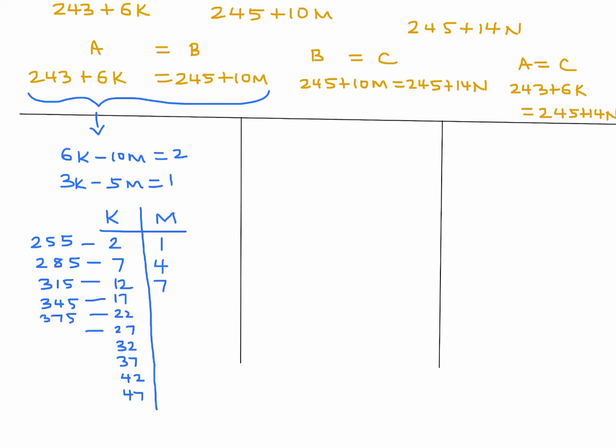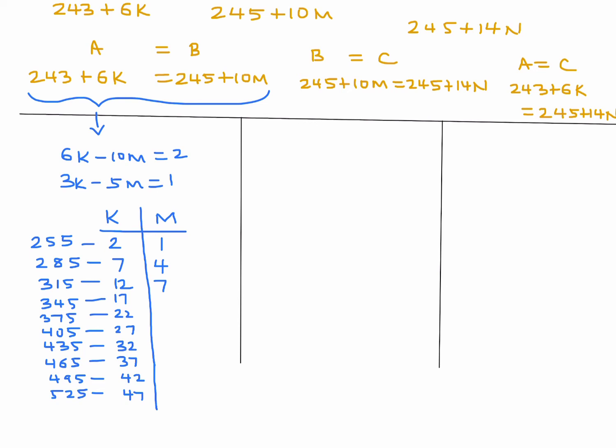375, 405, 435, 465. Are we adding 30 every time? Yeah, I could have just added 30 every time. 495, and then 525. Okay.